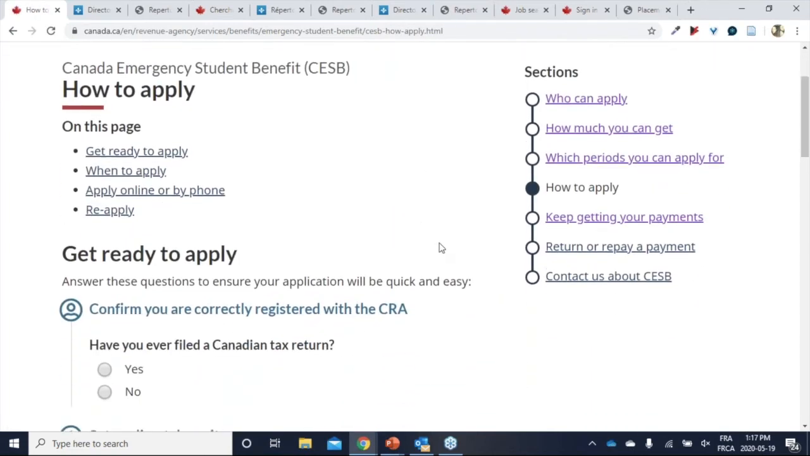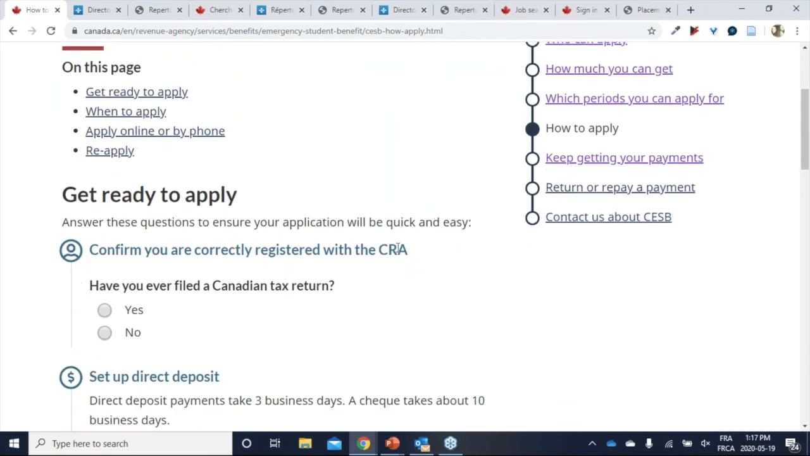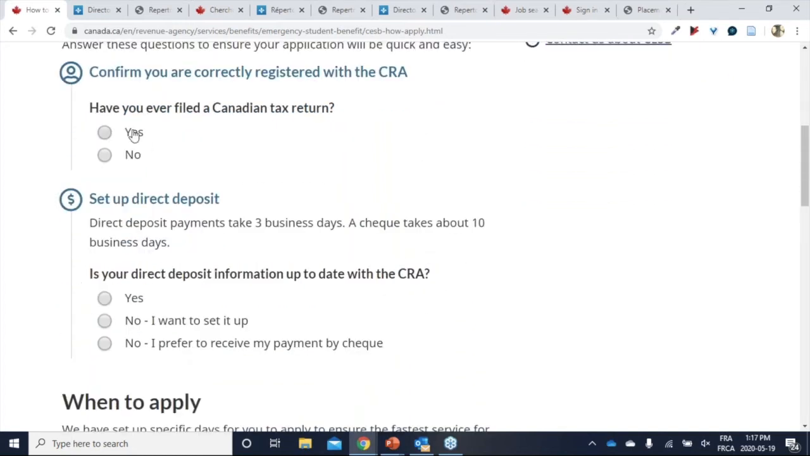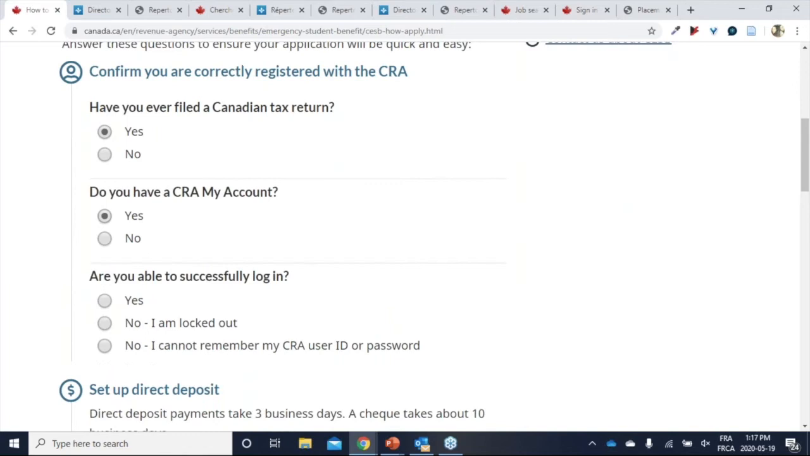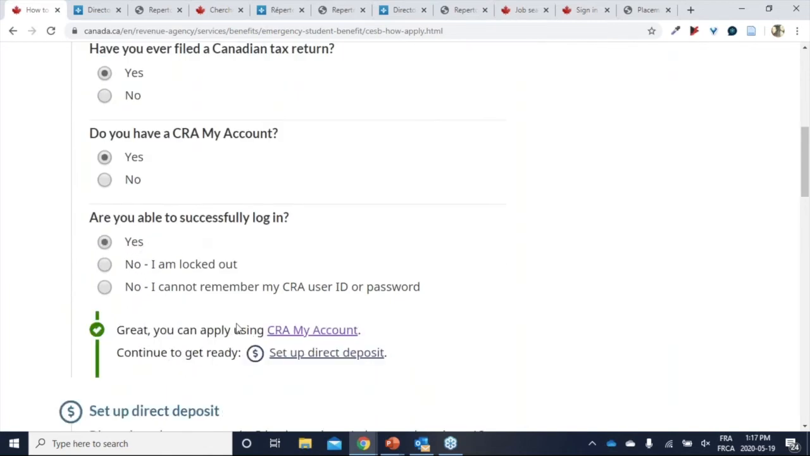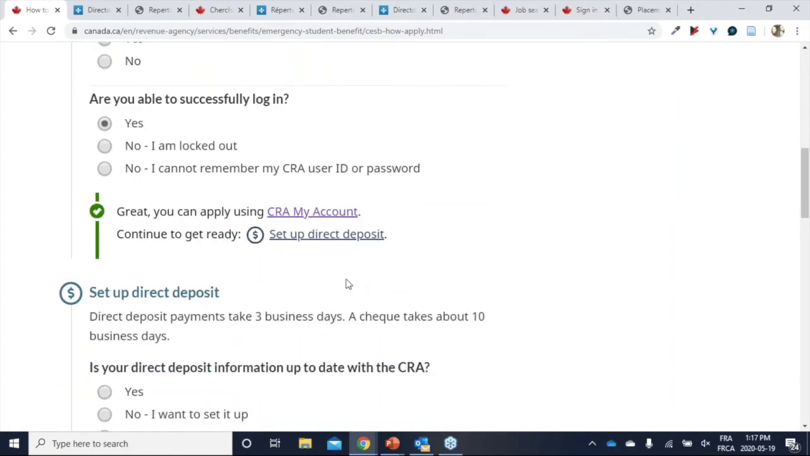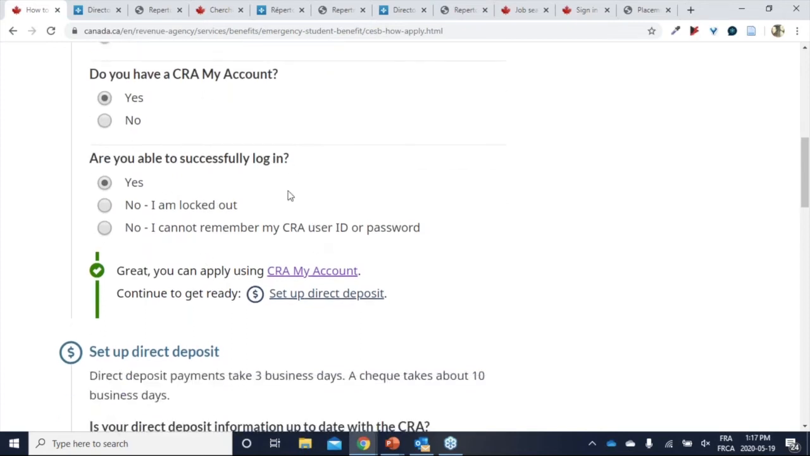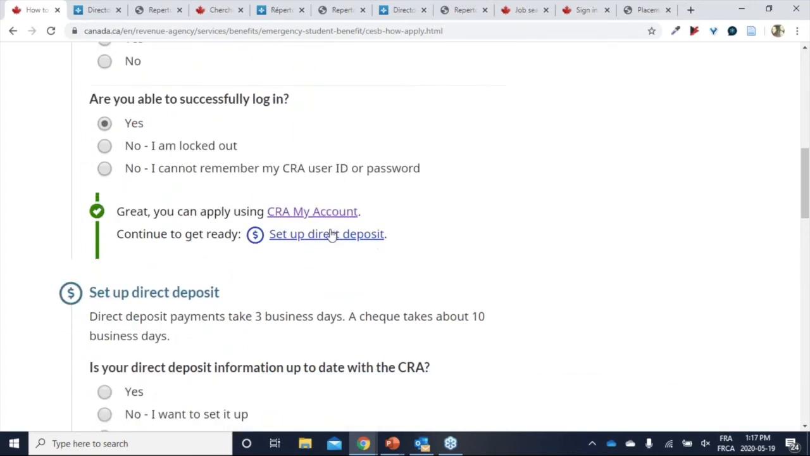You can apply directly on this Canadian Revenue Agency website, or you can apply by the phone. If you've ever filled a tax return, if you have a CRA account, and if you can successfully log in, you can go and you can apply directly using the Canadian Revenue Agency. If not, you just have to see how to create a successful login code and password and create an account if you do not already have one.